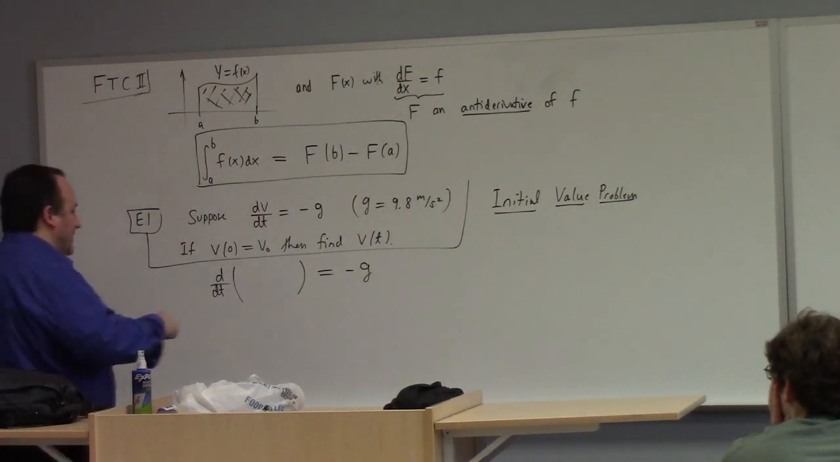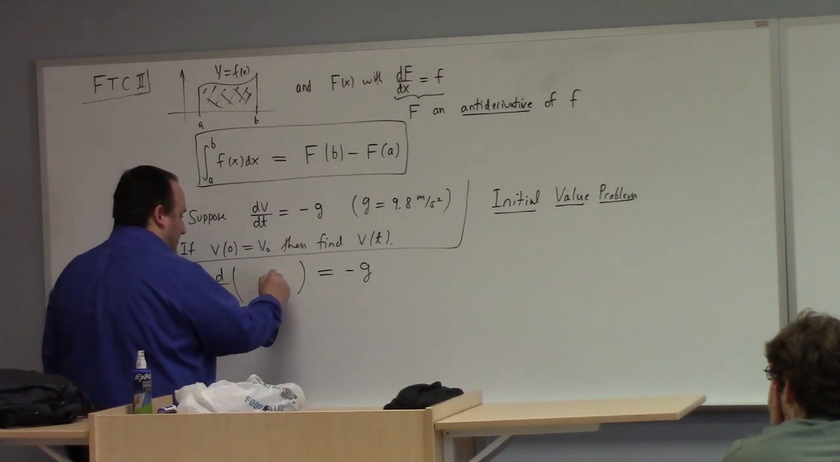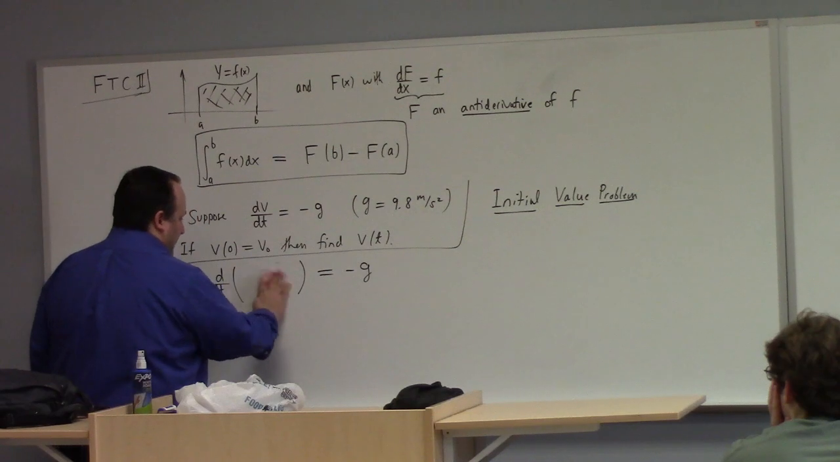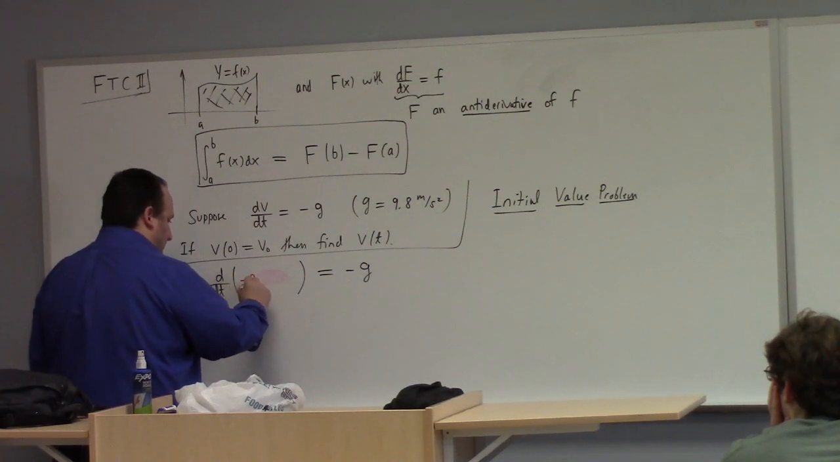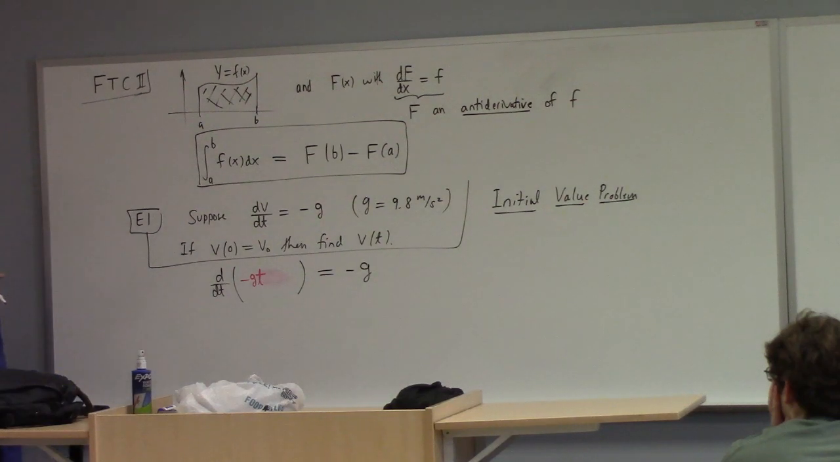Negative 9.8x. Your heart is in the right place. I take your x and make it a t, though. So minus, well, let's say, my bad, minus gt. Right idea. But make it a t and x, because we're differentiating with respect to t, right? See what I just wrote? If you differentiate that with respect to t, we get minus g, right?